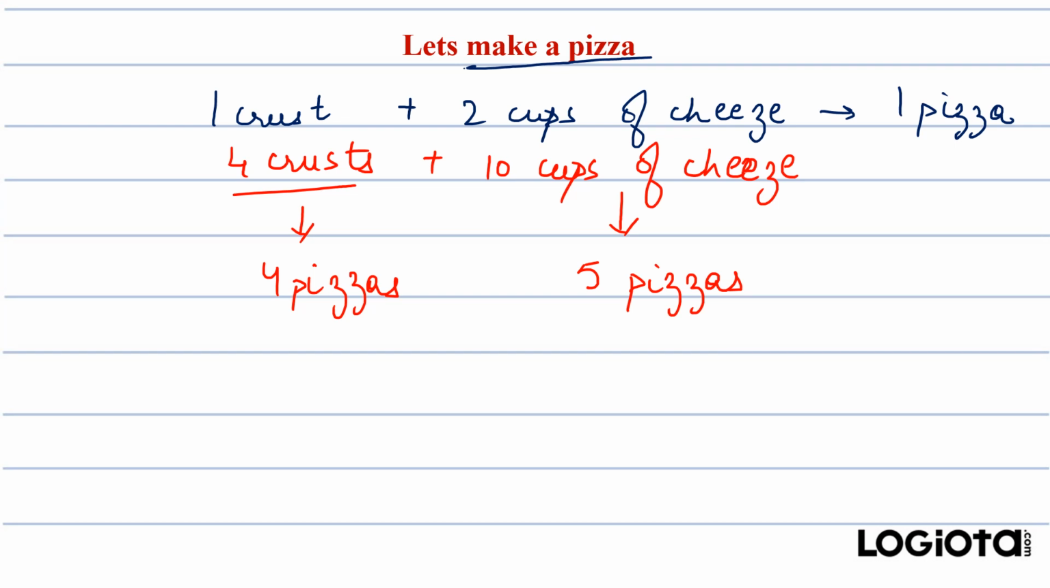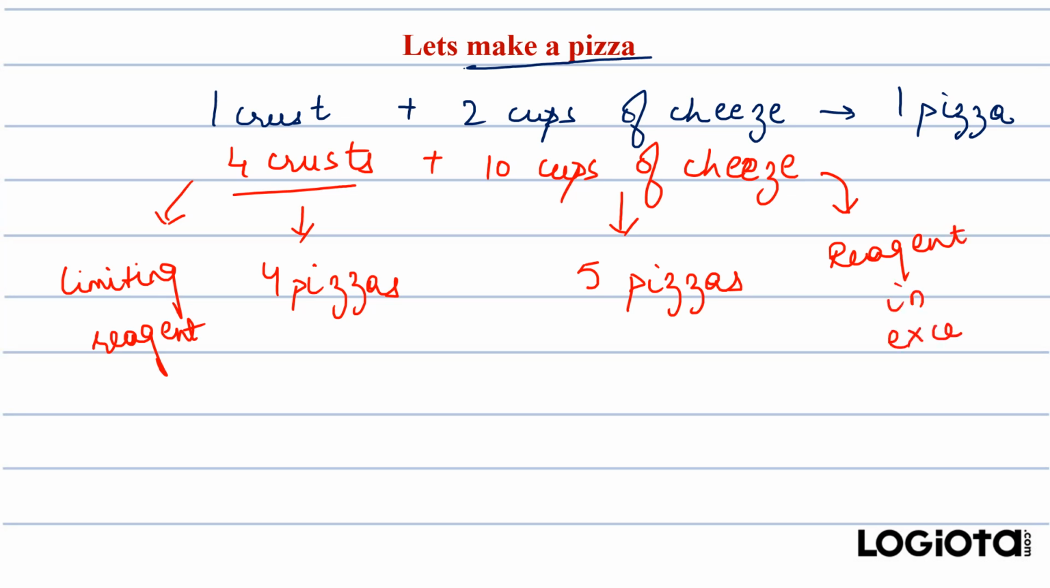But you have 4 crusts and 10 cups of cheese. So this means that what is a limiting reagent and what is a reagent in excess here. So you can see here, although if we would have more crusts, we would have made more pizzas, right? We would have made 5 pizzas, but the crust is less here. So it means that the crust is the limiting reagent. Limiting reagent. Similarly, the other one, that is the cheese, is the reagent in excess.